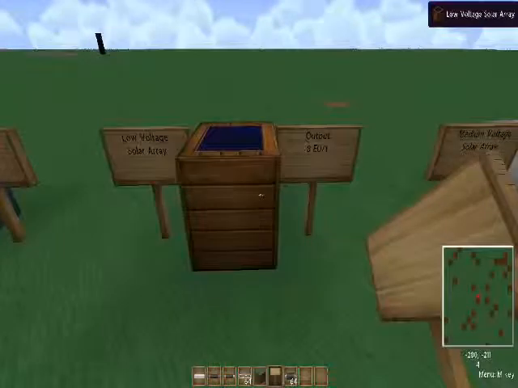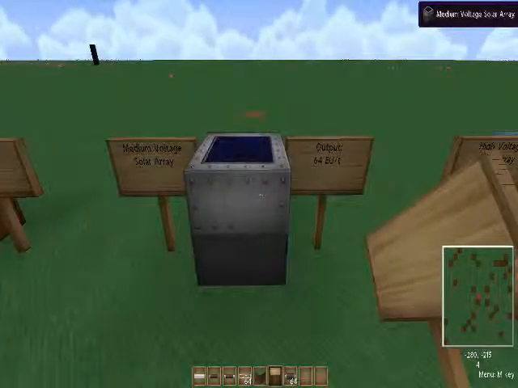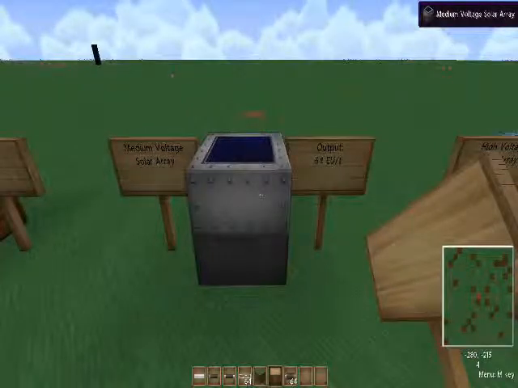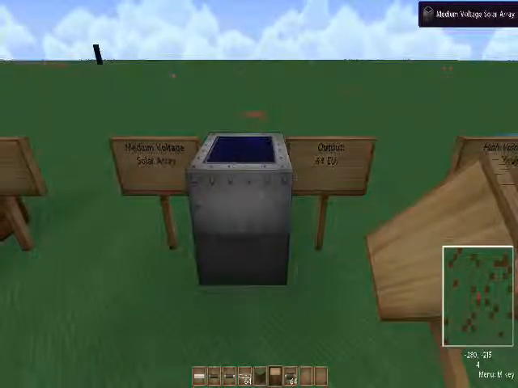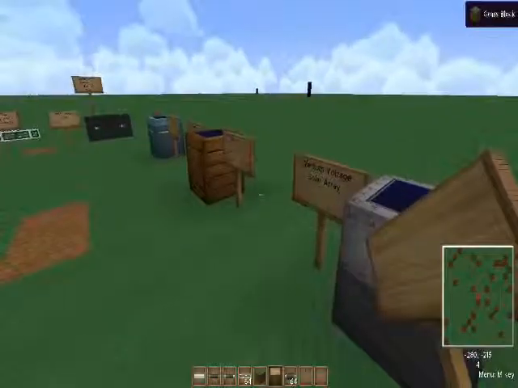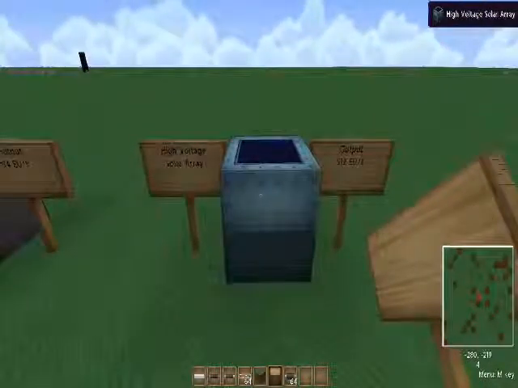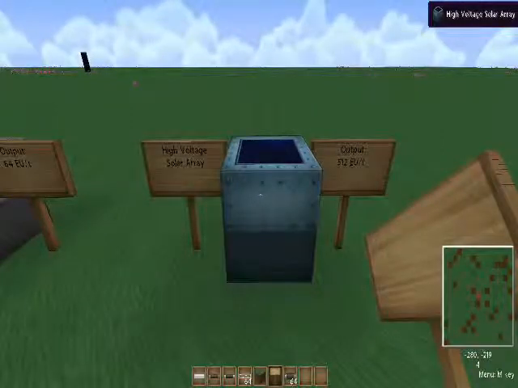Next we have the low voltage solar array. Its output is 8 EU per tick, which is equivalent to 8 solar panels. Next up we have the medium voltage solar array. Its output is 64 EU per tick, which is equal to 8 of those low voltage solar arrays. And finally we have the high voltage solar array. Its output is 512 EU per tick, equivalent to 8 medium voltage solar arrays.